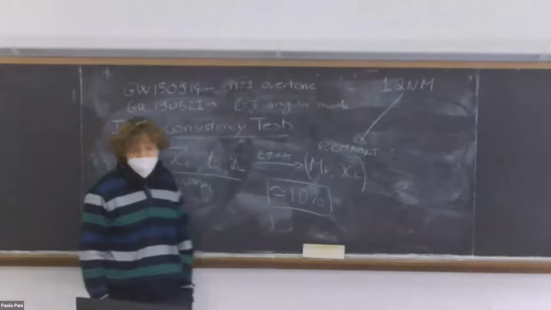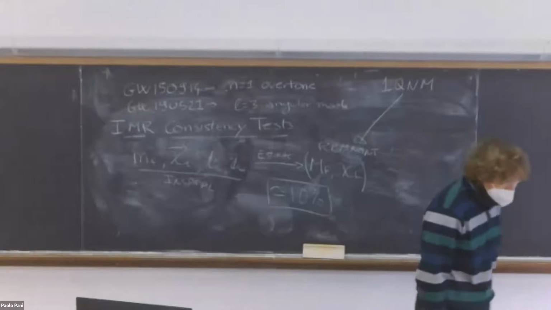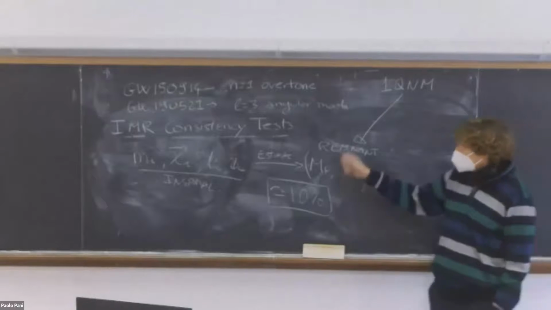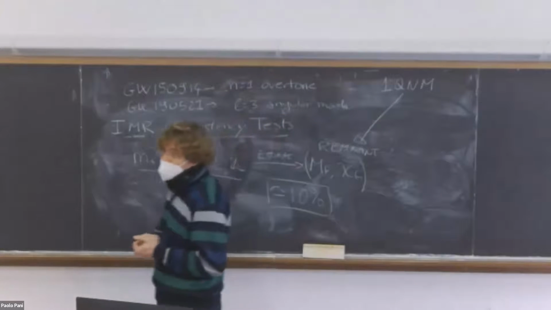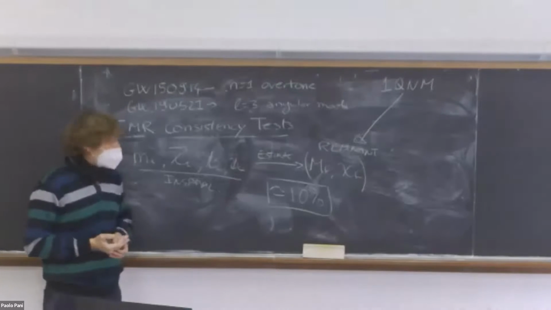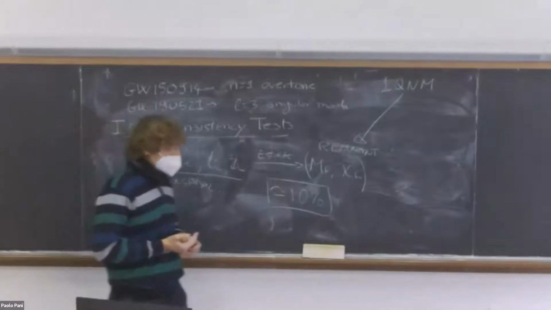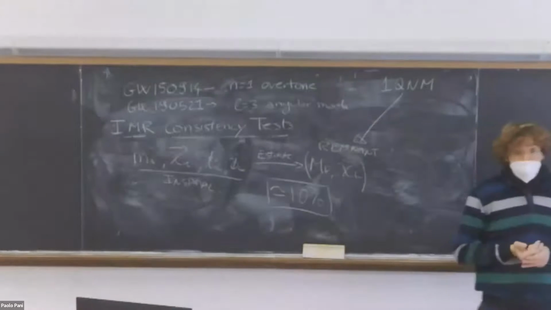So it's not yet a great constraint. Essentially, it means that the final mass and spins detected by the two events are compatible with each other, so the posteriors overlap, and the difference in the medians is about 10%, which is not trivial. It's a test that is totally not trivial, and it's great that it works.